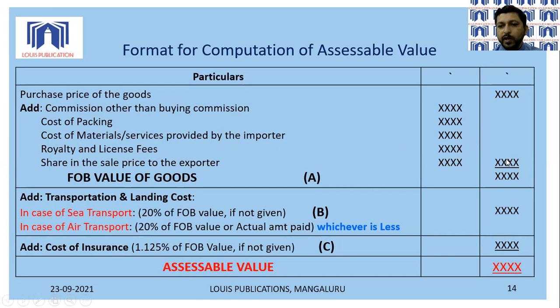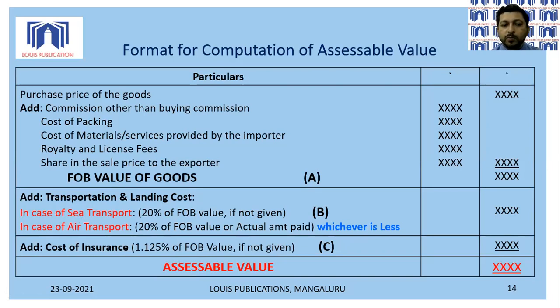When you add to the purchase price, we arrive at a value, and this is called free on board value of goods. And I name this as letter A. So free on board, FOB, value of goods. Then we add transportation and landing cost. In case of road transport, in case of sea transport, it is 20% of the FOB value if not given. Simple point. If it is given, we simply take that value. In case of road transport, in case of water transport.